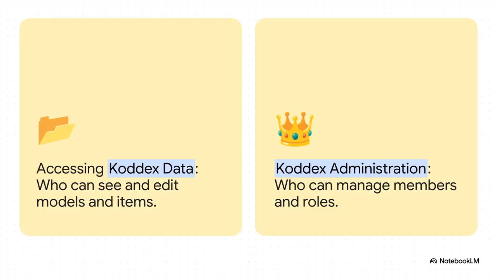Okay, to really get a handle on this, the first thing you need to do is split permissions into two separate buckets in your mind. In the first bucket, you have accessing data. Who can actually see a sales report or edit a project file. In the second bucket, you have Koddex administration. This is the meta-level stuff. Who can add new members to the team or change the permission settings themselves. Two totally different jobs, and it's so important to keep them separate.